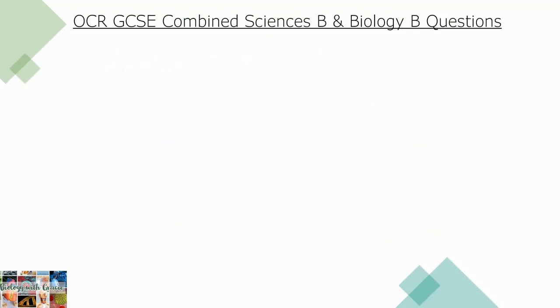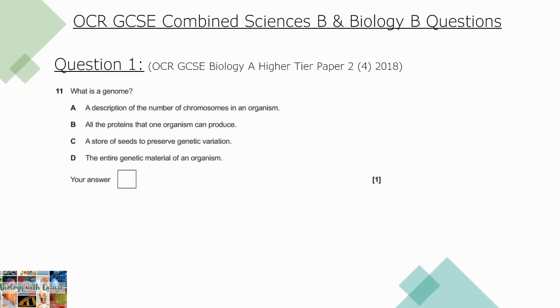So now we're going to move on to some questions based on that information. Question 1, what is a genome? We've got a selection of answers. A, a description of the number of chromosomes in an organism. B, all the proteins that one organism can produce. C, a store of seeds to preserve genetic variation. Or D, the entire genetic material of an organism. If you remember, we said that the genome contained the instructions for the amino acid sequence. So the genome is actually the entire genetic material of an organism.